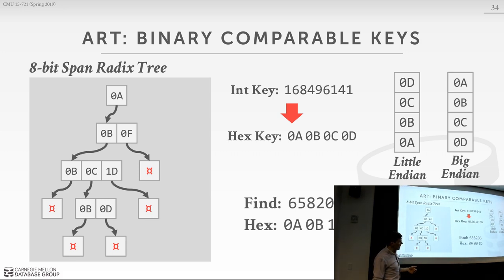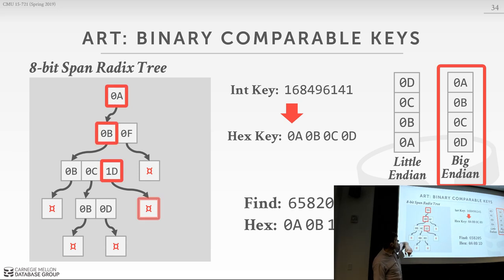So again, to explain why this matters a bit more, let's say I want to do a lookup like this, 65,000 or 650,000. If I represent it in hexadecimal form, and store it in big endian form, then when I do my traversal, I know exactly at the first position here, 0A equals 0A, 0B equals this, and then 1D is what I want here, and then I follow down here. If I was doing it in the other direction, then I would look at 1D, 0D, and this would end up being greater than this, which is not true because this is less than this, right?